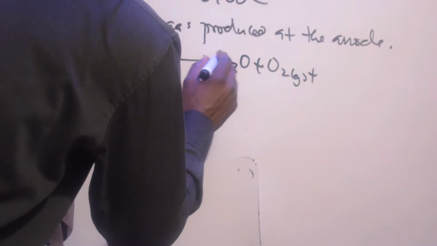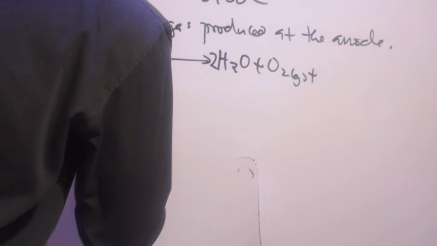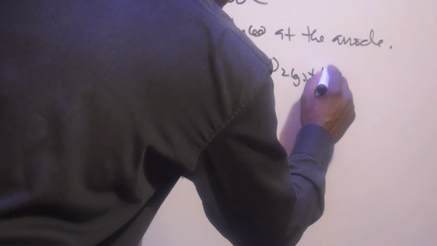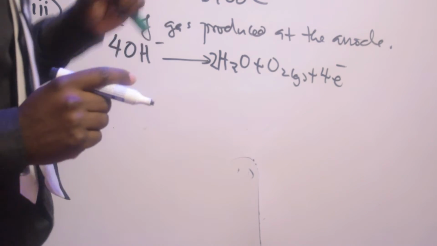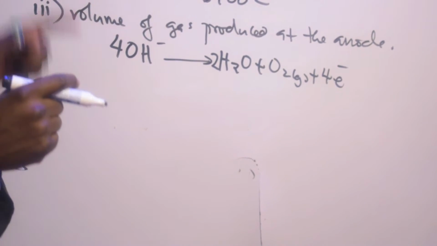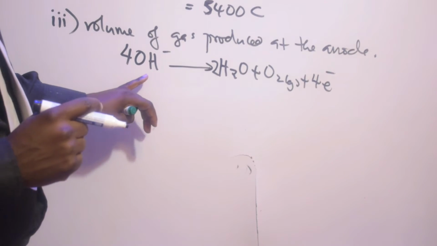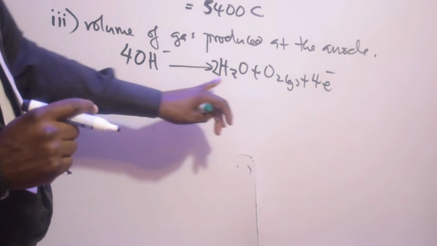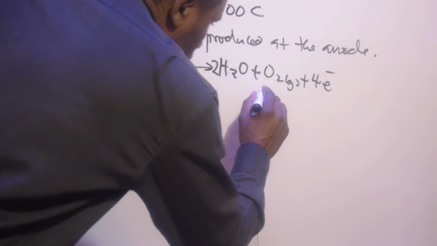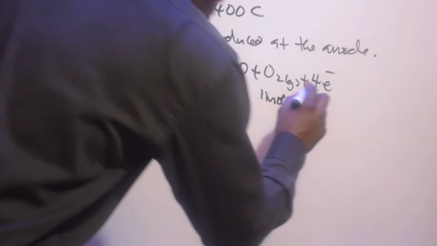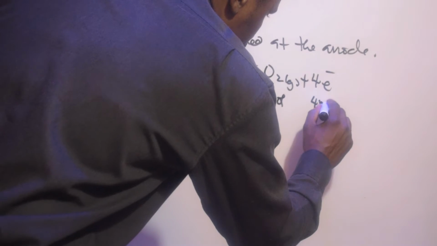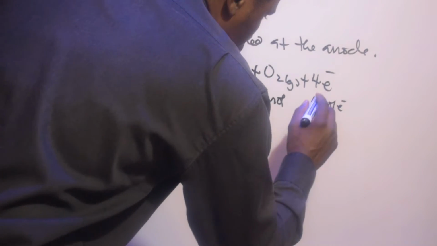Now we mentioned that when you balance this, you get something like this. You're going to get 4 electrons. Now, I want us to look at something here. When you discharge 4 moles of hydroxide ions, you get 2 moles of water and 1 mole of oxygen gas. Look at that, 1 mole of oxygen gas, and I'm going to have 4 moles of electrons. Now, 4 moles of electrons is equivalent to 4 farads. It's important to note that.